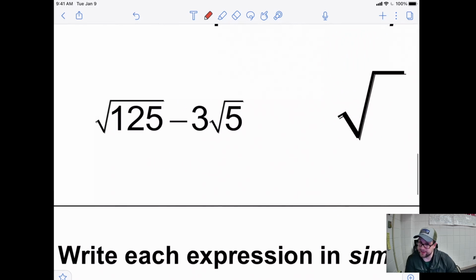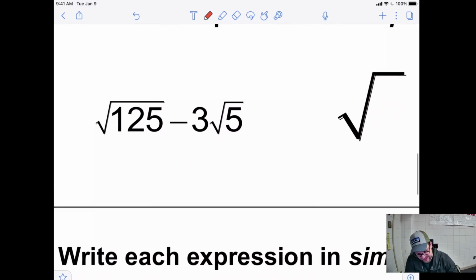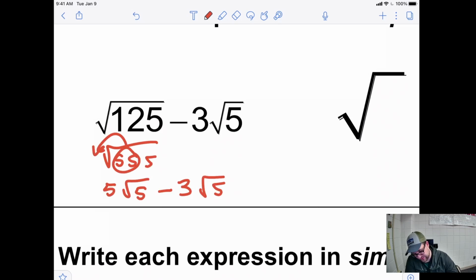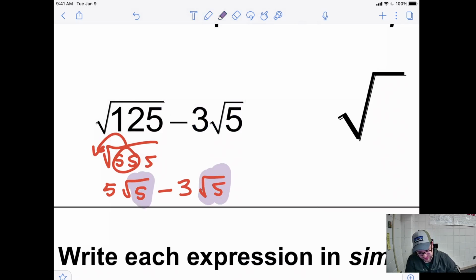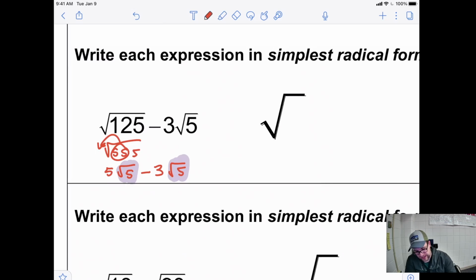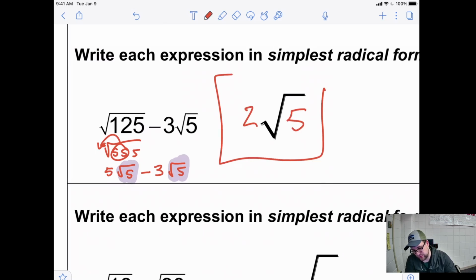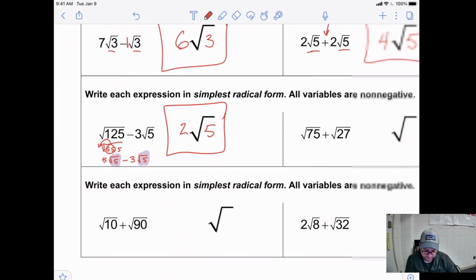Now, right now I don't have like radicals, so I can't add them right now. But what I can do is hopefully simplify. 125 is 5 times 5 times 5, which means I can pull out a 5, so I'm going to get 5 square roots of 5 minus 3 square roots of 5. Notice how when I simplified, all of a sudden we do now have like radicals, which means we can add. When I'm adding or subtracting, I keep whatever's number inside. We don't change that like radical. 5 take away 3 is 2, and that is our final answer.